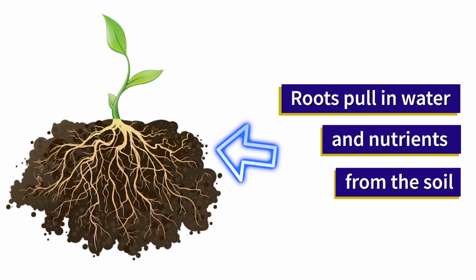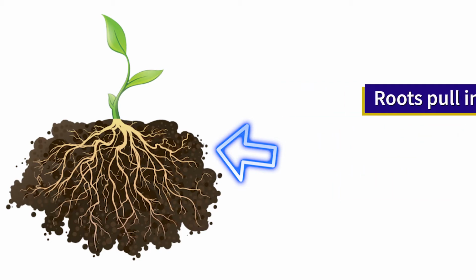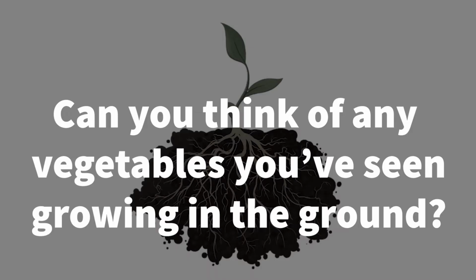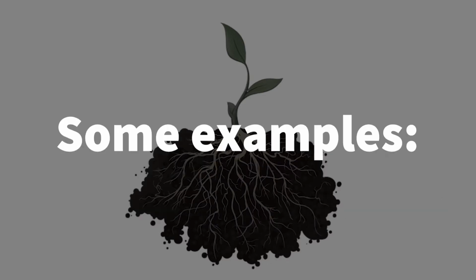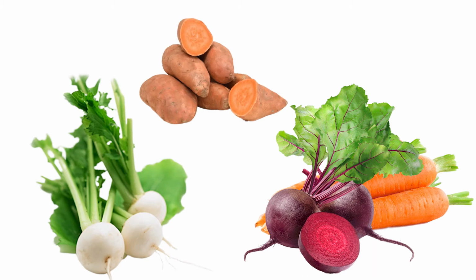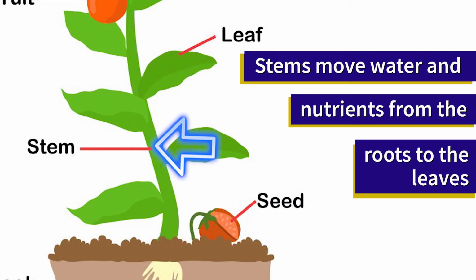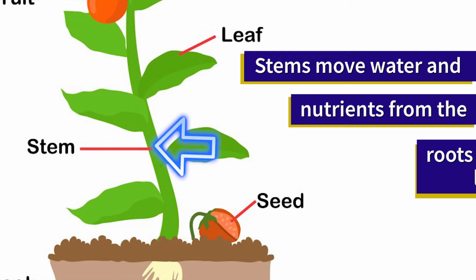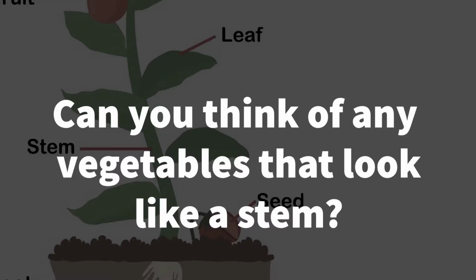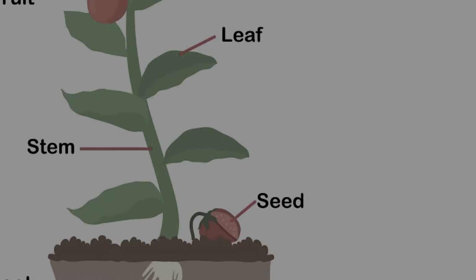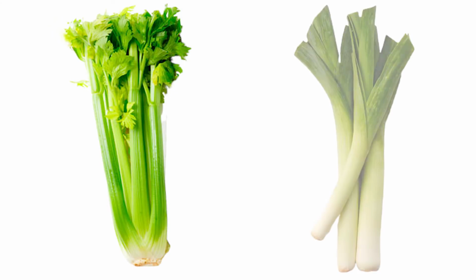They are underground and pull in water and nutrients from the soil. Can you think of any vegetables that you've seen growing around in the ground before? So some examples might be carrots, beets, turnips, and potatoes. If you thought of any of these, great job! Stems move water and nutrients from the roots to the leaves. Can you think of any vegetables that look kind of like a stem? Great! So some examples might be celery or leeks. If you thought these, good job!